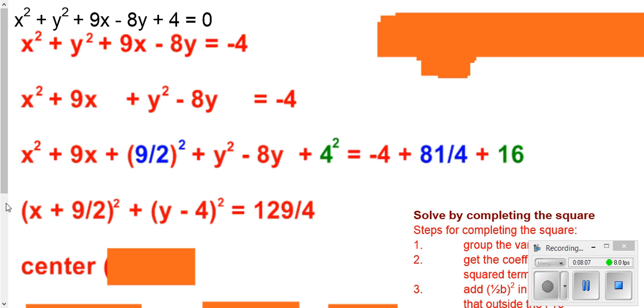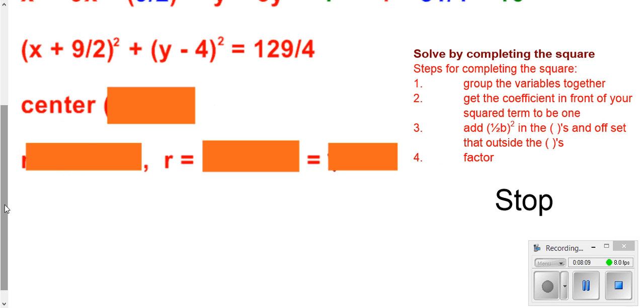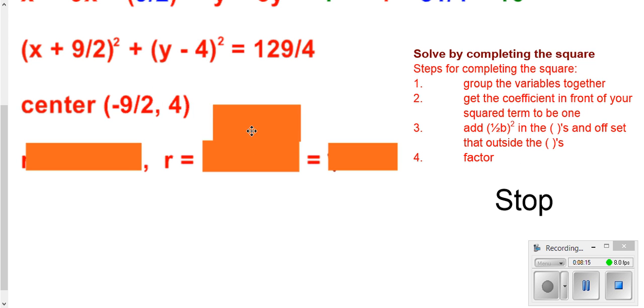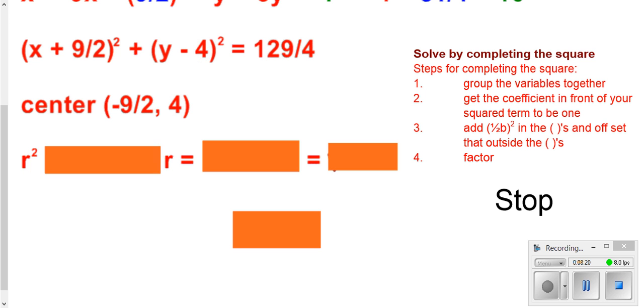So now that it's in the proper form, we can go ahead and figure out our center. Opposite of what's after the x's, opposite of what's after the y's. And then this 129 over 4, that's r squared. So we'll go r squared equals 129 over 4. All we have to do is solve that.